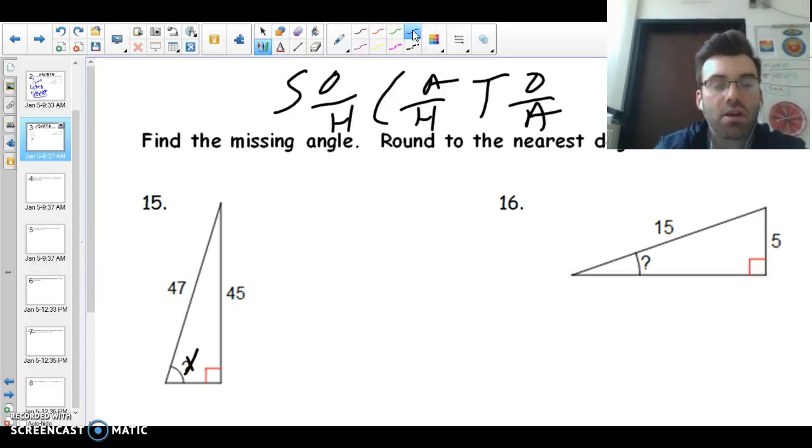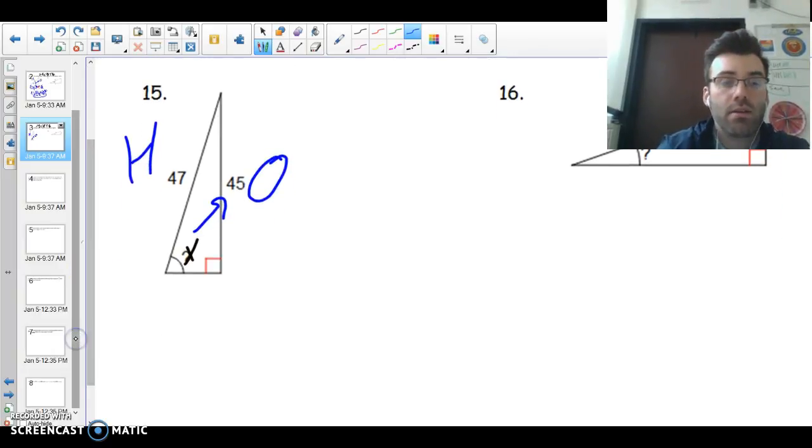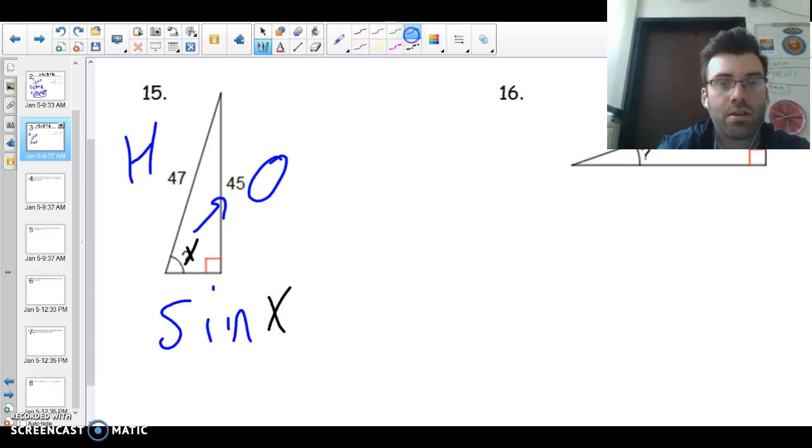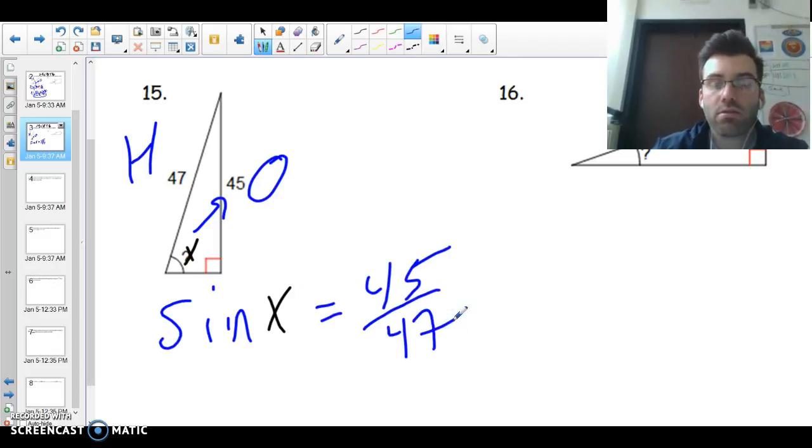Okay, so this side here, this is our reference angle. That's what we're trying to find. That side is opposite. This side is still the hypotenuse. So O and H, that means we're using sine again. All right, so we're going to go sine of our reference angle, which is x, equals 45 over 47.